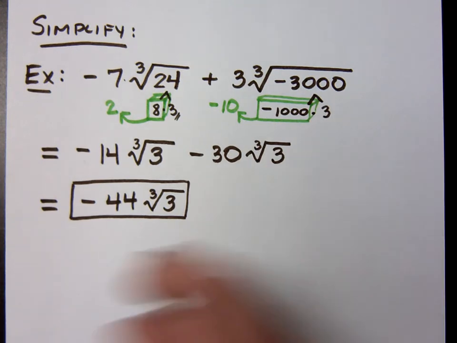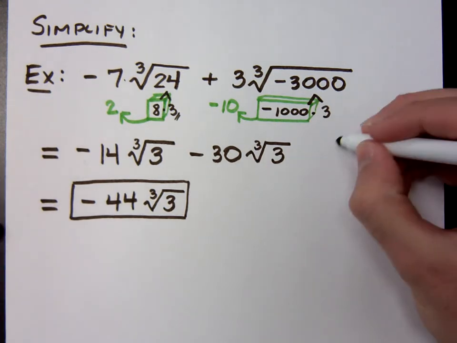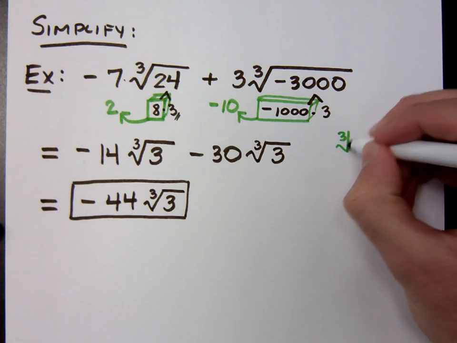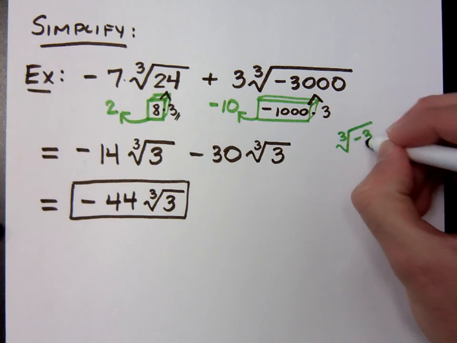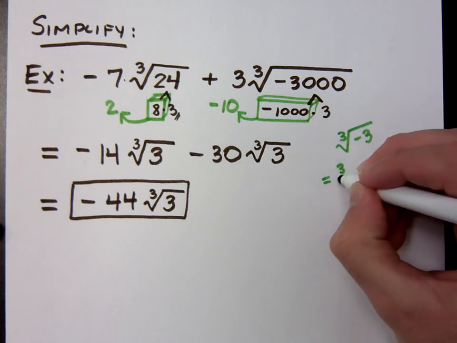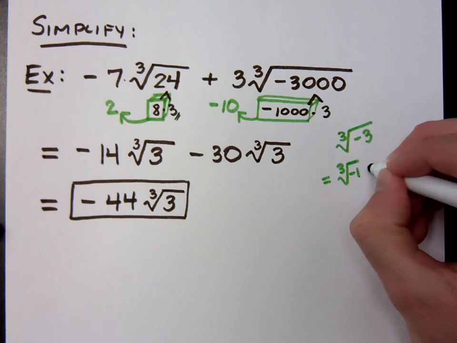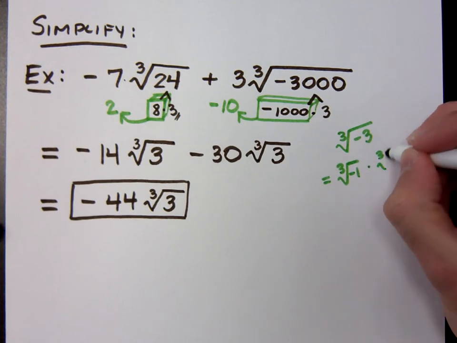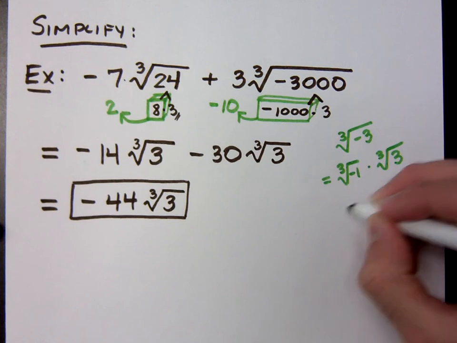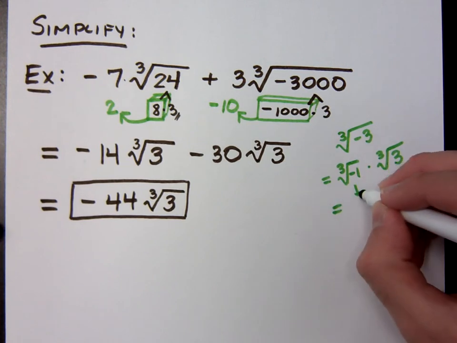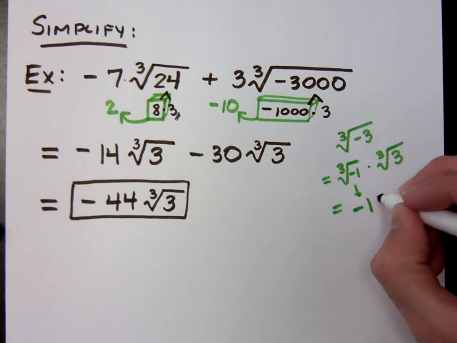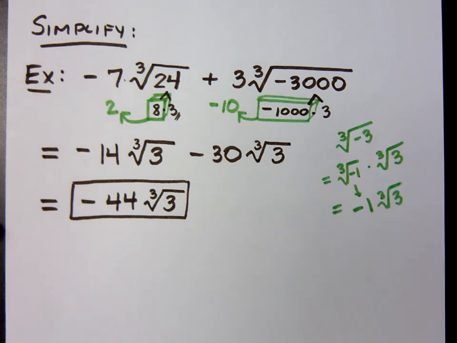Okay, so you would have to remember this, that if you had the cube root of -3, that is the cube root of -1 times the cube root of 3. And this guy is equal to -1, so you'd have -1 cube roots of 3. So I went ahead and connected it to the 1000, and the cube root of that was -10. Any other questions?